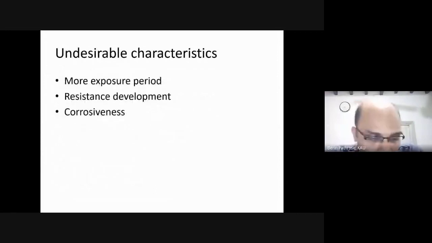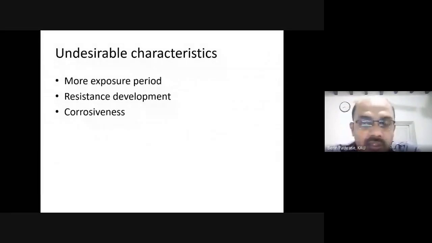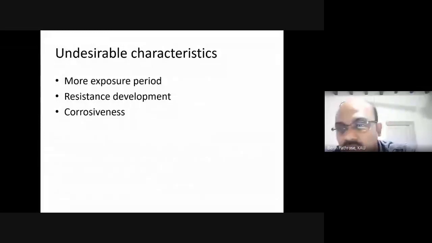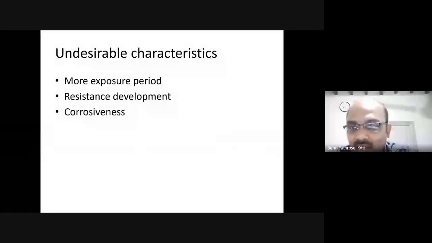Then undesirable characters. Though there are several, and whatever is the opposite can be considered undesirable, there are certain things which we have not discussed earlier that we will discuss now. More exposure period. Take the example of two widely used fumigants. One is methyl bromide. Methyl bromide is effective if we expose the grain to it for a period of 2 to 3 days. It will kill almost all the insects. But in the case of aluminum phosphide, it takes 7 days for the same effect.